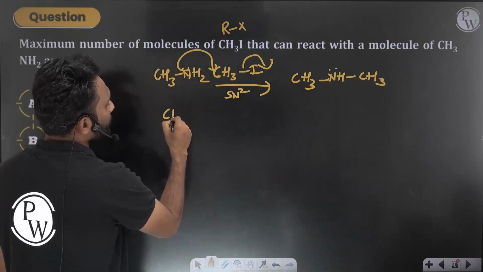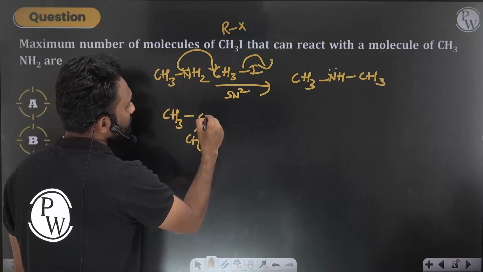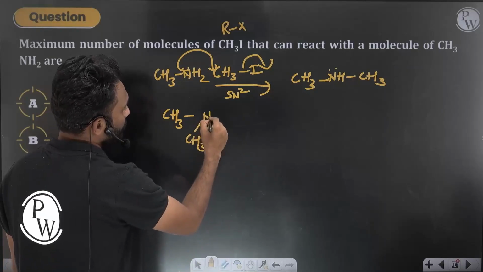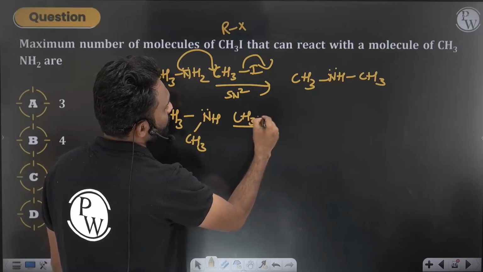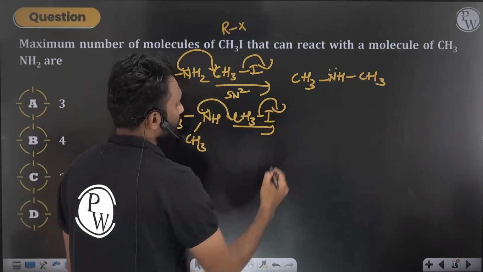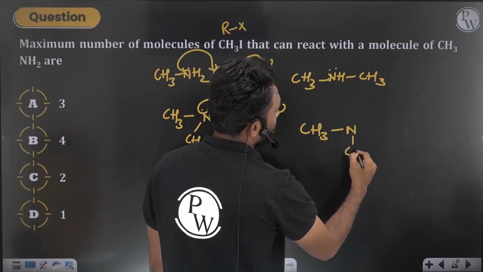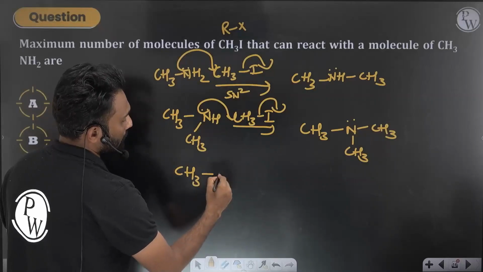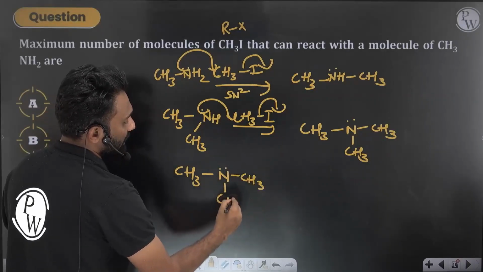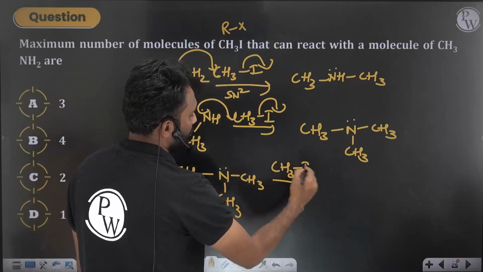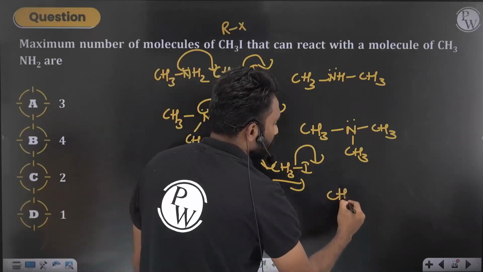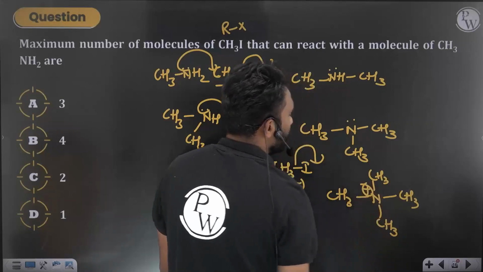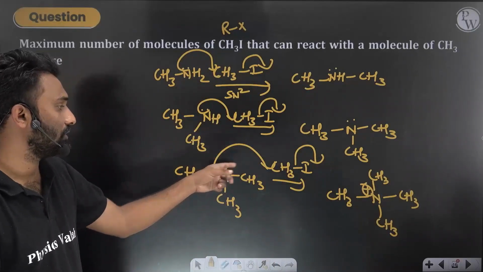Now again this secondary amine will react with the CH3I. Iodine is a good leaving group. Again it will form the tertiary amine. Again this tertiary amine will react with the alkyl halide, methyl iodide, and it will form the quaternary compound with CH3 groups and a positive charge on nitrogen. Now there is no availability of the lone pair on the nitrogen. Now the reaction will stop here.